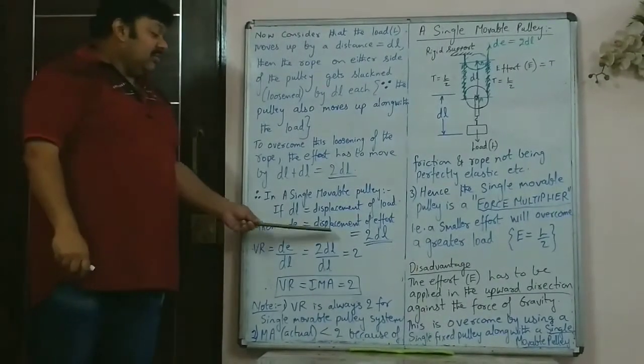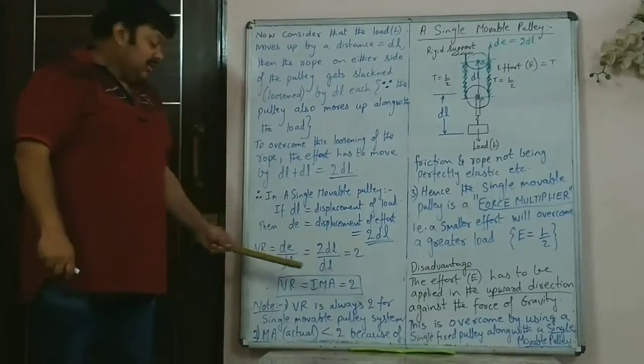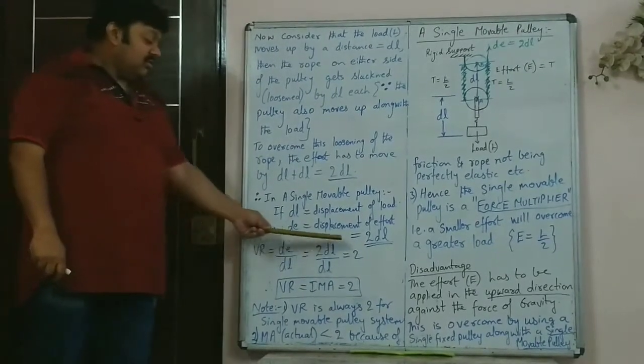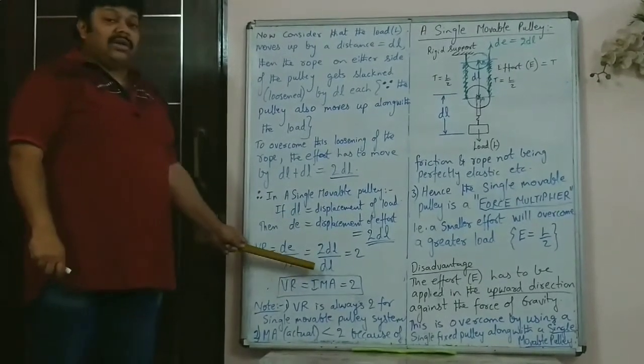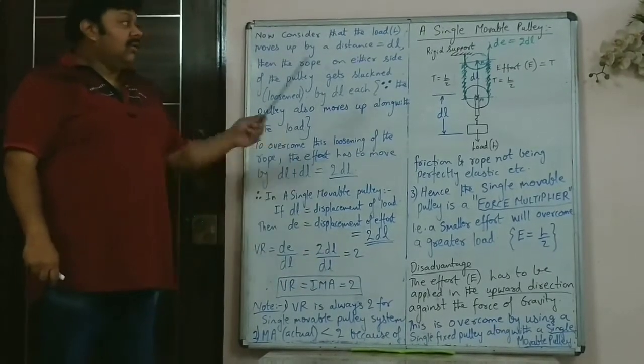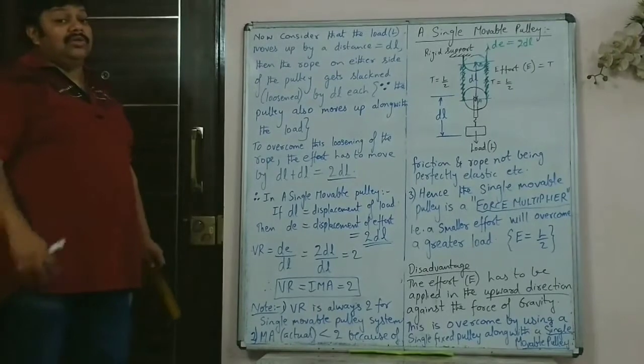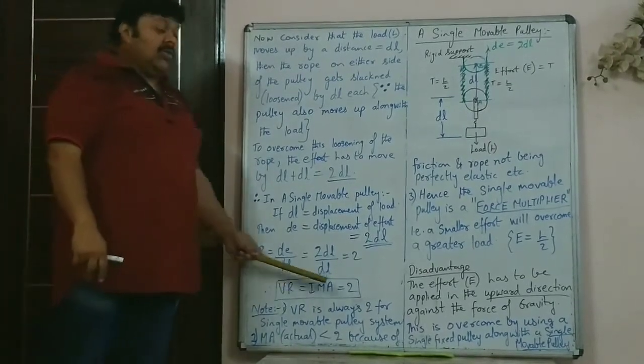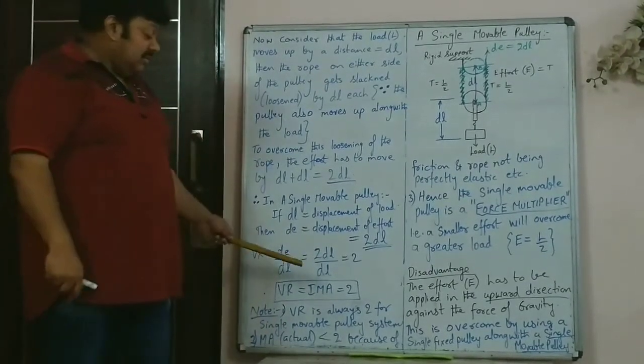So distance moved by effort is 2 times dl. So velocity ratio is 2. So velocity ratio, and IMA, I stands for ideal mechanical advantage, of a single movable pulley system is 2. So what is a single movable pulley system?